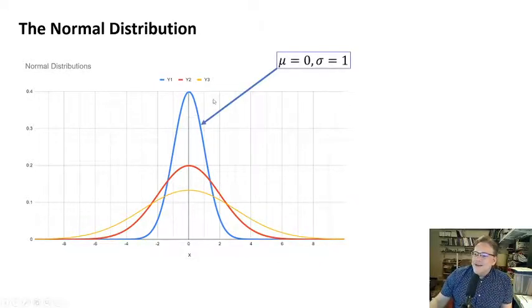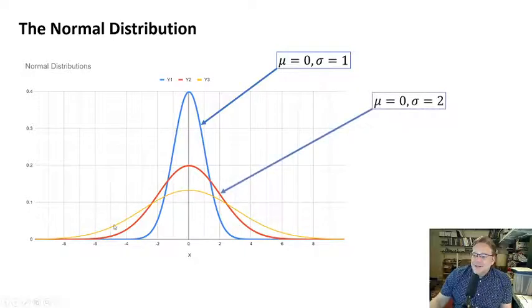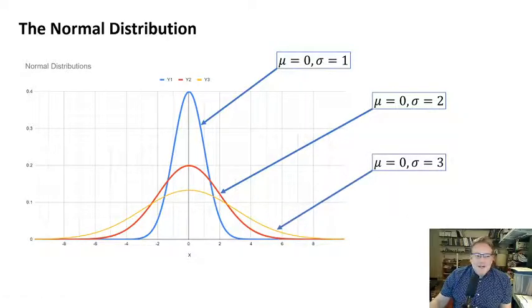So here we can see this distribution has a mean of 0, but a standard deviation of 1. This one here that's a little bit wider has a mean of 0, now a standard deviation of 2. And lastly, this third one has a mean of 0 and a standard deviation of 3.